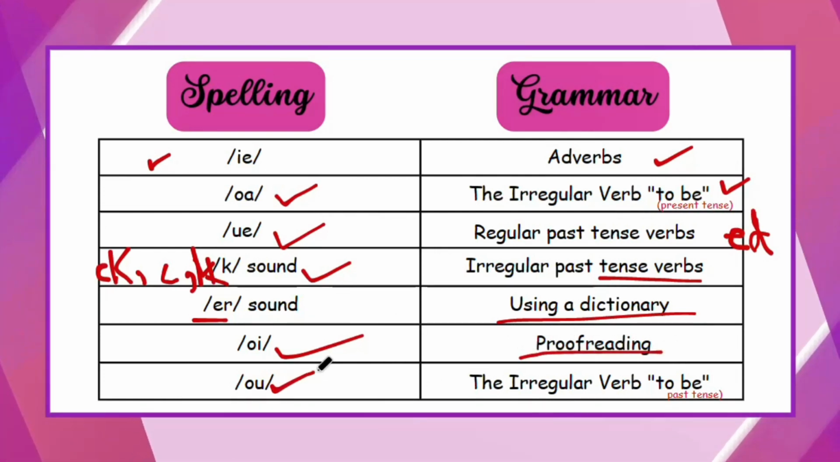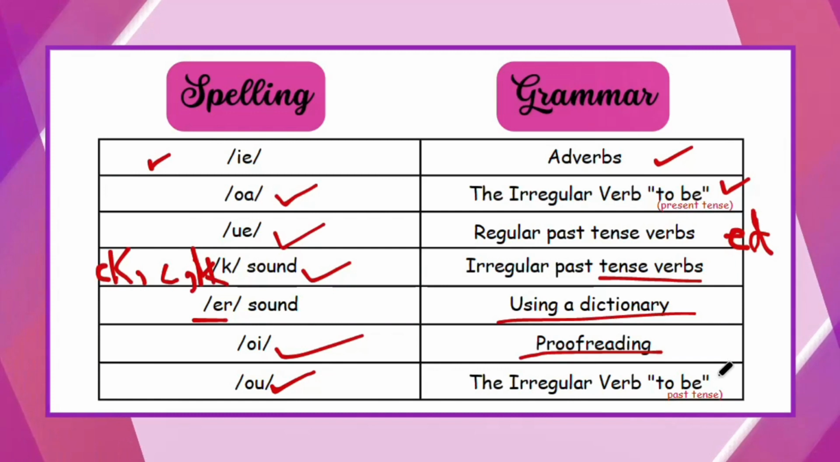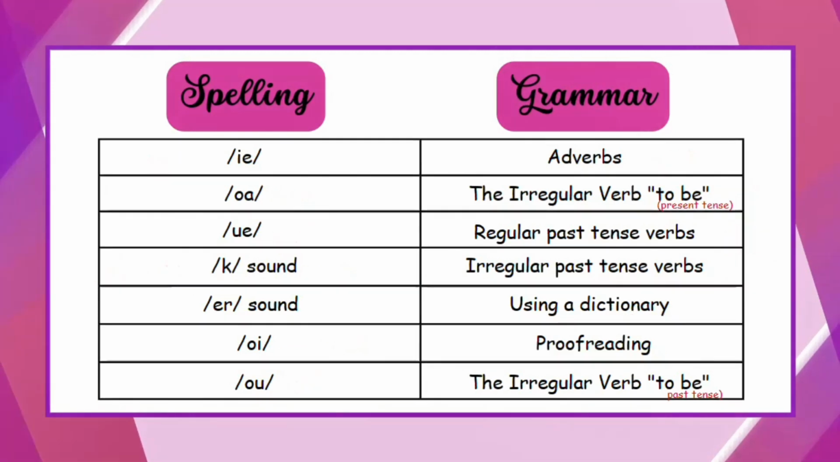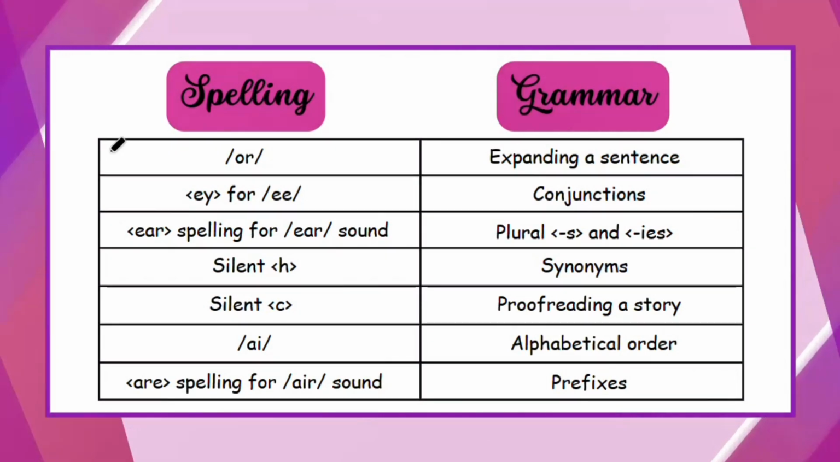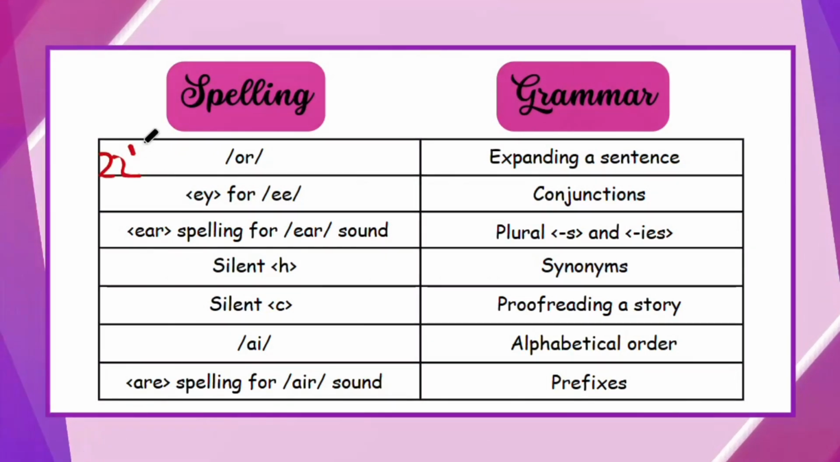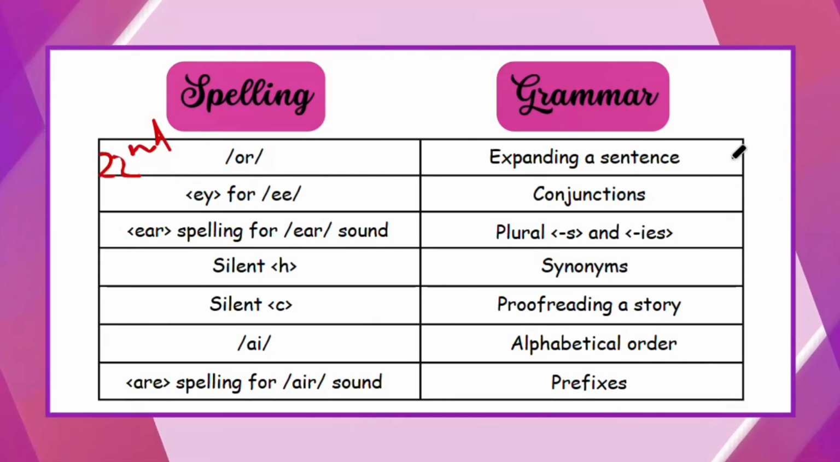OU sound in spelling and irregular verb to be in past tense. It means that you will teach them the use of was and were. Let's move further to see the 22nd week lesson plan. So in the 22nd week, you shall start with OR and expanding a sentence exercises, right?